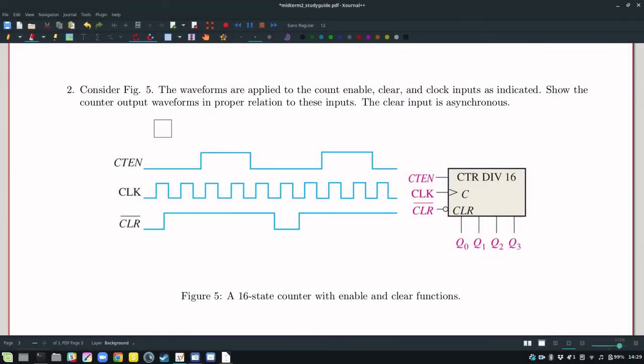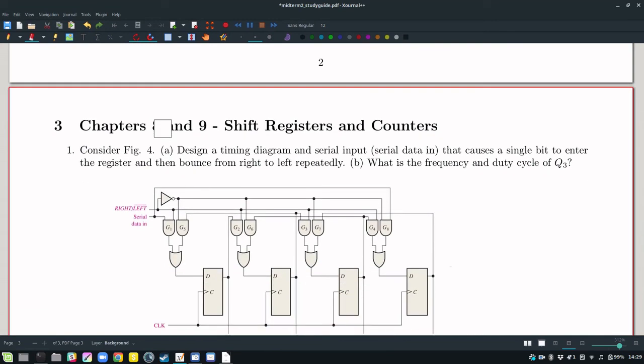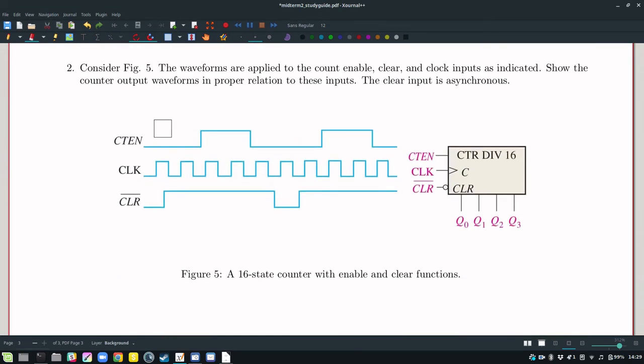Finally, for the second problem of the third section, chapters 8 and 9, shift registers and counters, we consider figure 5, which shows a 16-state counter with enable and clear functions. The waveforms are applied to the count, enable, clear, and clock inputs as indicated. Show the counter output waveforms in proper relation to these inputs, but remember the clear input is asynchronous.